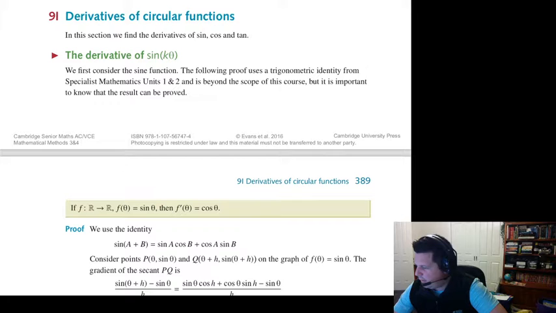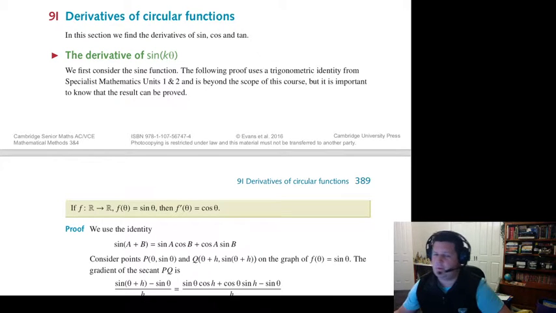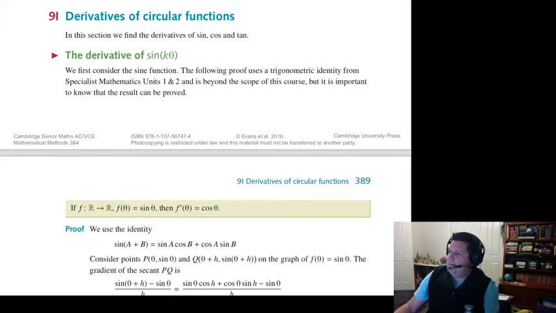Last week on Methods, we were doing differentiation, calculating derivatives. This week, more differentiation. Yes, it goes on, there's lots happening. So today, there's a few things. 9I, we're looking at derivatives of circular functions.